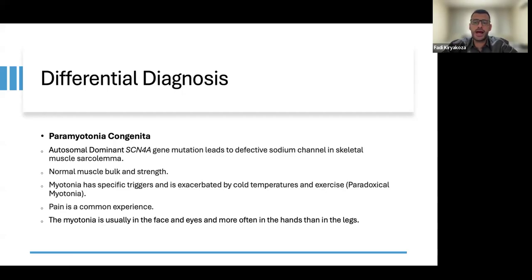Here, the patient worsens. If we ask him to squeeze his eyes and open them, after multiple attempts a patient may not be able to open his eyes at all. Pain is also a common experience, which is not seen in myotonia congenita. The myotonia is also more usually in the face and eyes than in the hands or the legs.